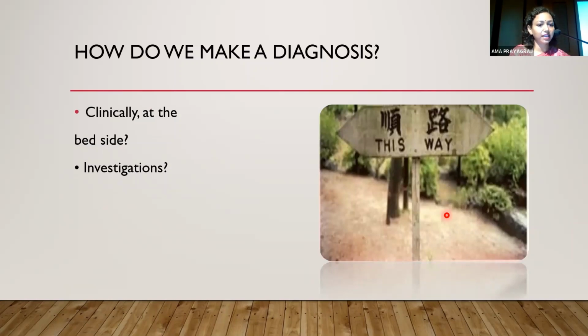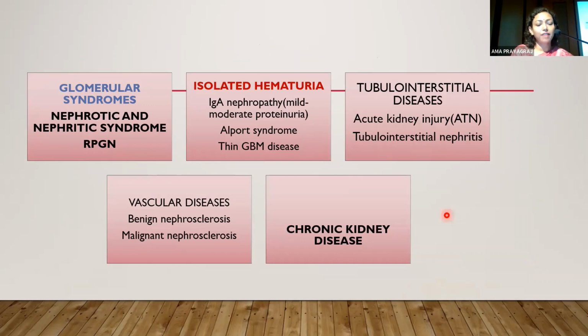So it is basically our clinicians who are making the diagnosis at the bed, along with a number of investigations. So how do we actually go about making a diagnosis? As I discussed, there are a number of syndromes which are associated with the different compartments. We have the glomerular syndromes. We have patients presenting with isolated hematuria.